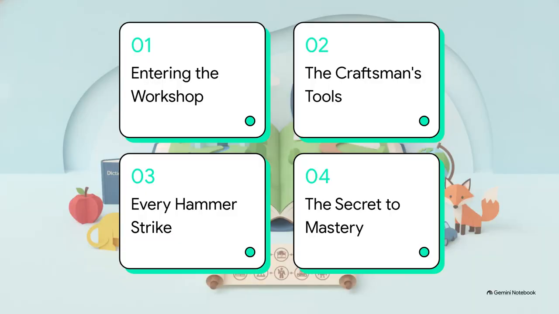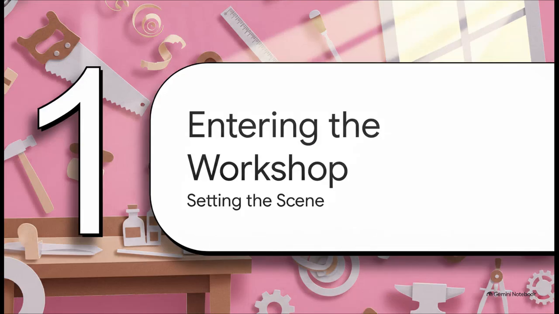Okay, here's the quick roadmap for our craftsman's story today. We've got 4 parts. First, entering the workshop. Second, the craftsman's tools. Third, every carving hammer strike. And finally, the secret to mastery. Let's jump in. Section 1. Entering the workshop, setting the scene.